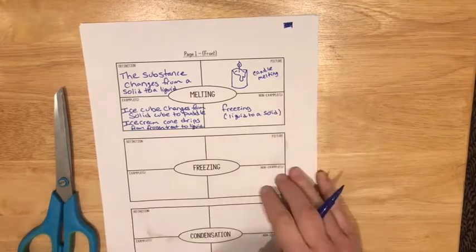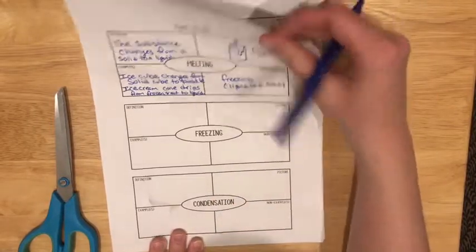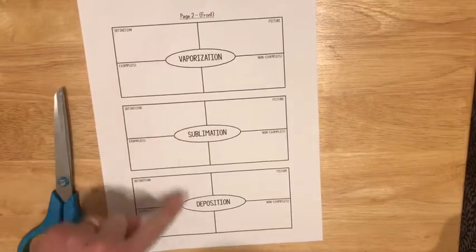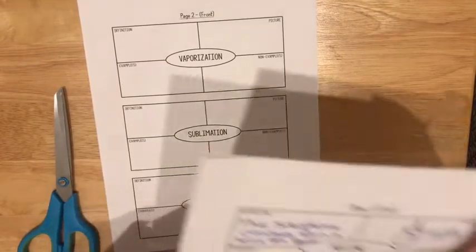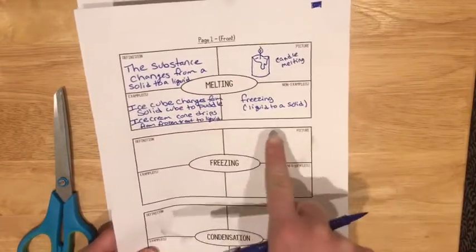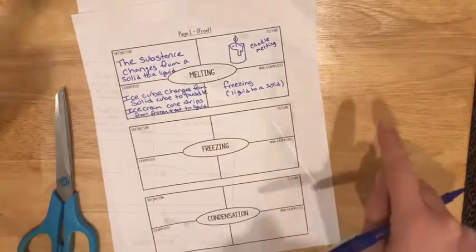Okay, and so you're going to do that for all of these. You have one for freezing, you have one for condensation, you have one for vaporization, you have one for sublimation, and you have one for deposition. Okay, so you're going to write in a definition, two examples, draw a picture, and a non-example, and you're going to do that for each of those.